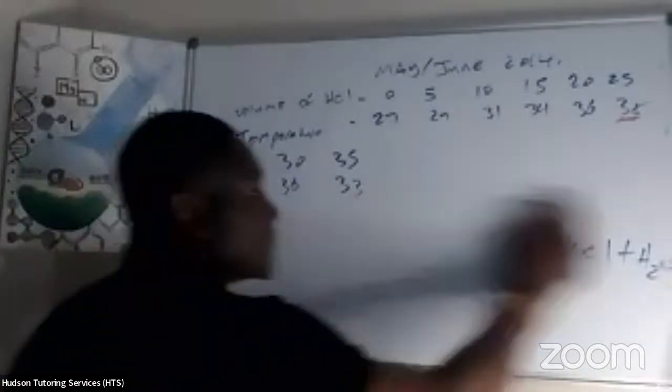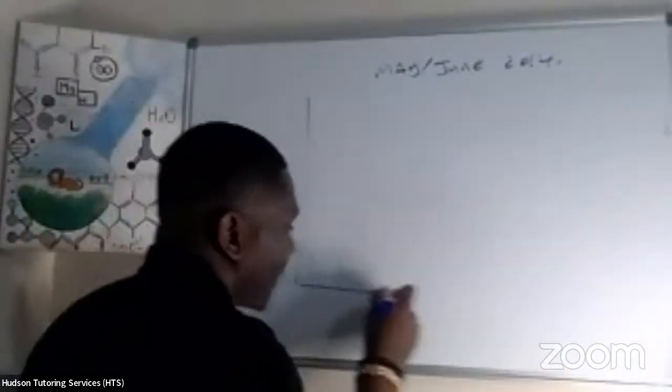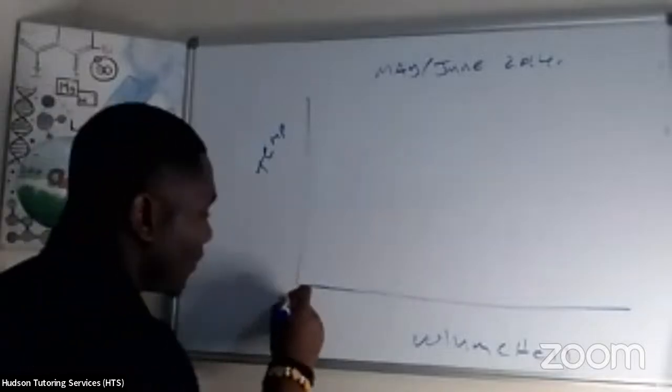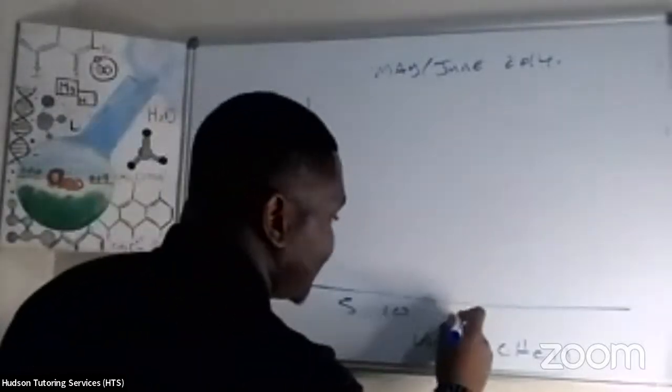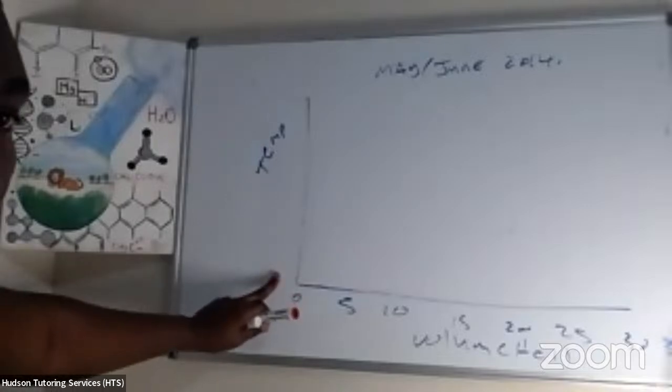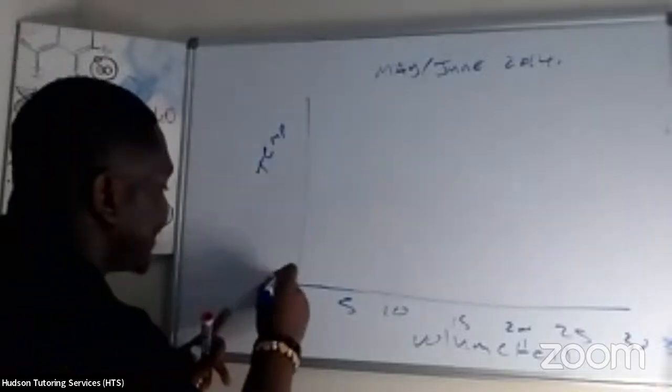All right, good. Let's go and plot our graph now. Plotting our graph, we would have our x-axis, that is the volume of HCl, against, of course, the temperature. The volume of HCl is 0, 5, 10, 15, 20, 25, 30, and 35. And of course, on the y-axis, based on the plot, it's from 20 to 40.